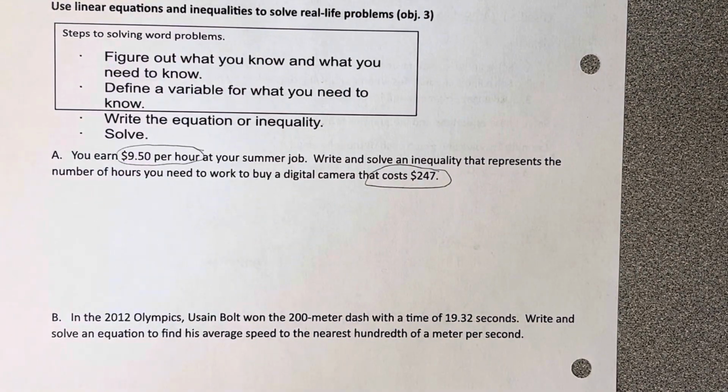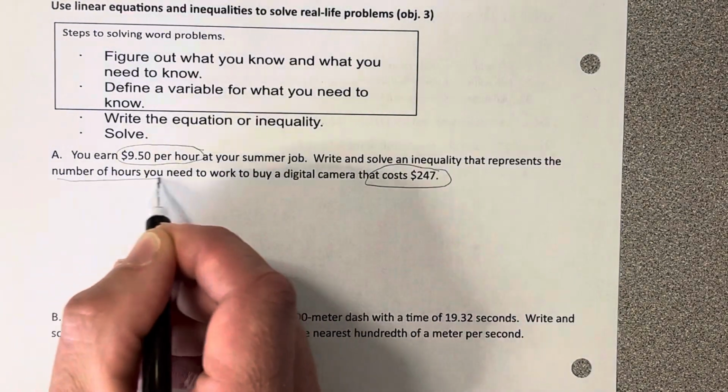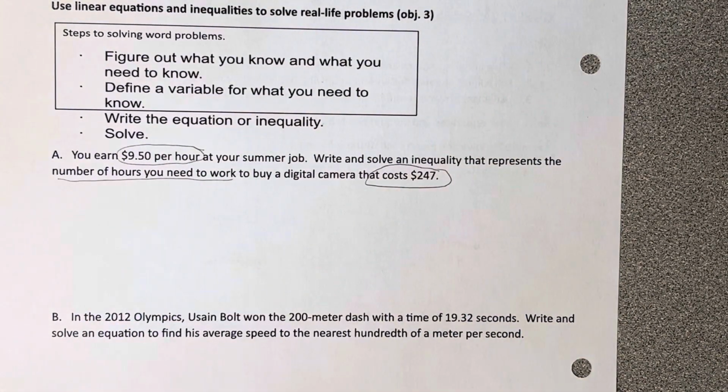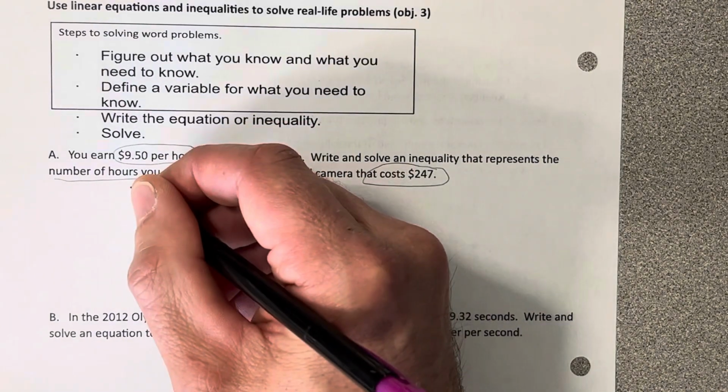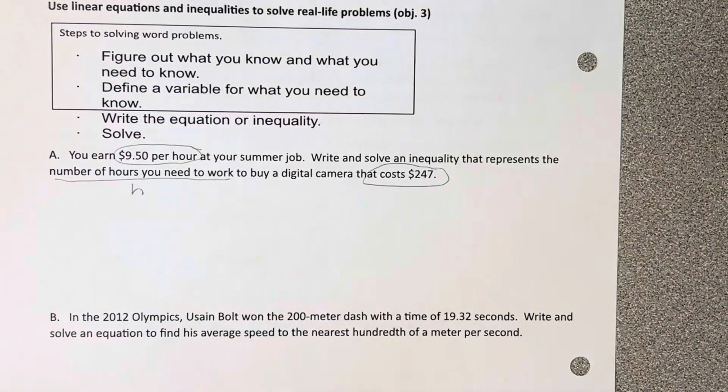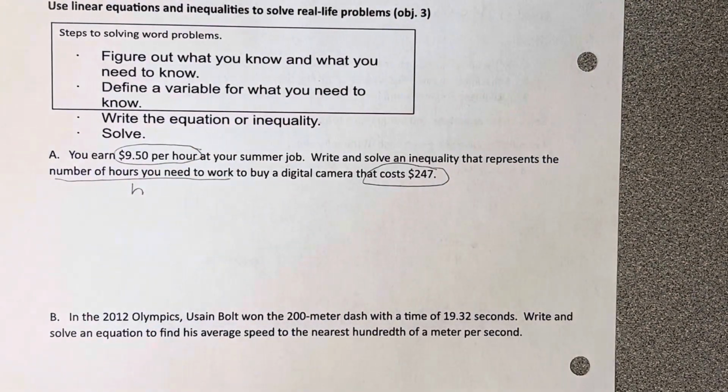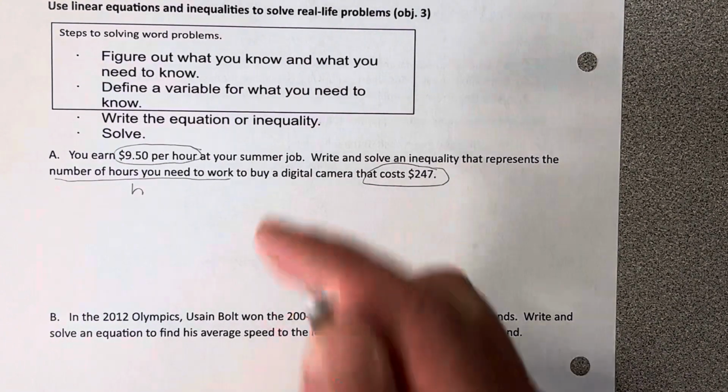Write and solve. Okay, so we're trying to find out the number of hours, right? We're trying to find out the number of hours you need to work to get the camera. So since it's hours that we're looking for, I'm going to assign that variable as h. And I think I've got an idea of how this works.